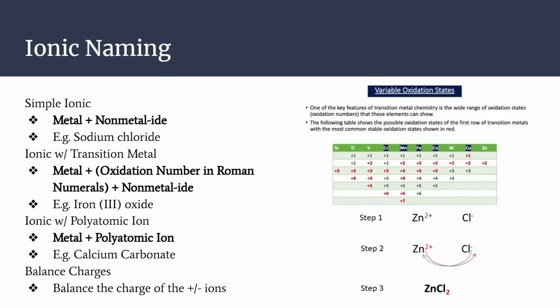Now, if you want to go in the opposite direction, from name back into chemical formula, you have to do some balancing of charges. The charges of the positive ion, known as the cation, and the negative ion, known as the anion, should be the same. Find the ratio of each ion that balances each other out, and that is the chemical formula.